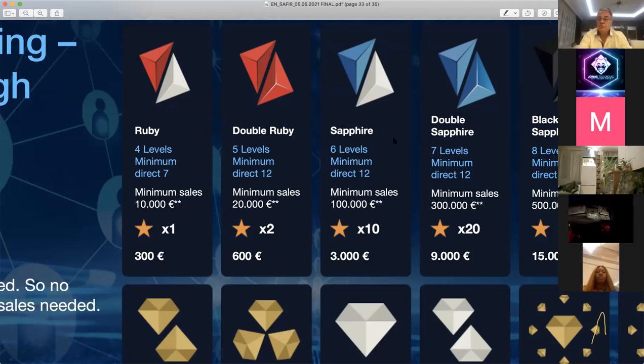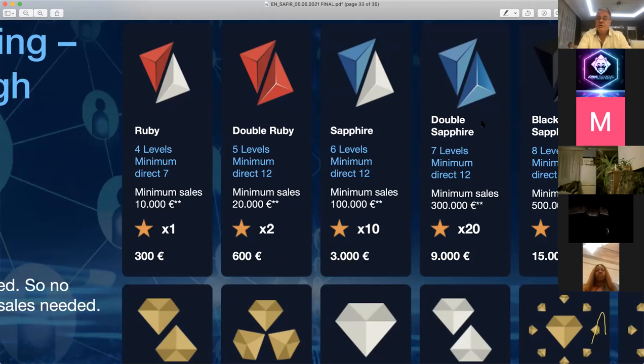From that, I go to the Sapphire, which opens 6 levels, so also add 4% to the rest. 12 directs, 100,000 euro in accumulated sales volume, 10 pool share points. This approximately gives you around 2,000 euro every month for the next coming 6 months. That's quite powerful. Plus a bonus incentive of 3,000 euro.